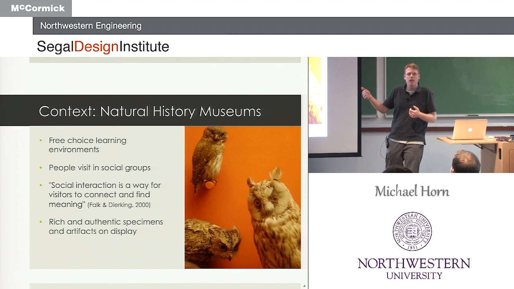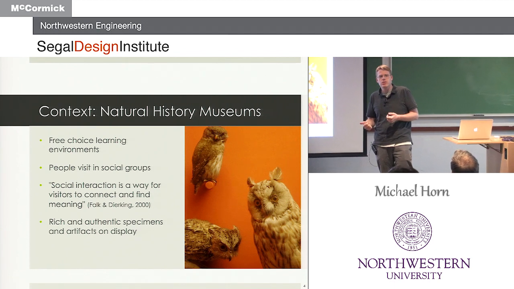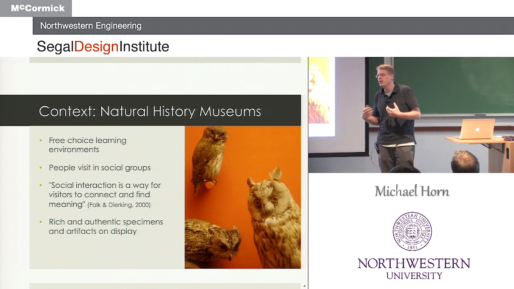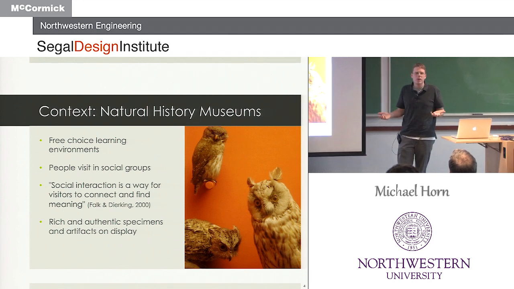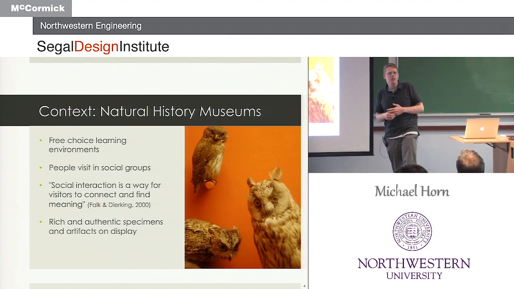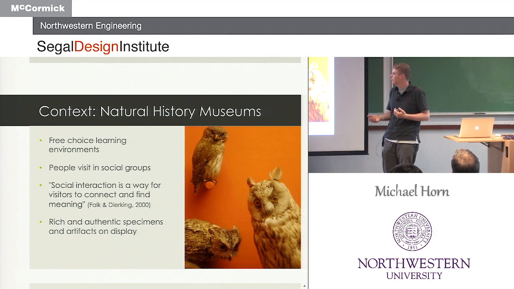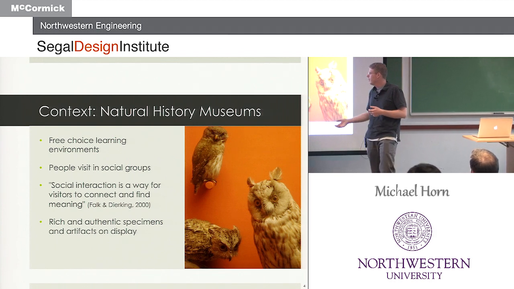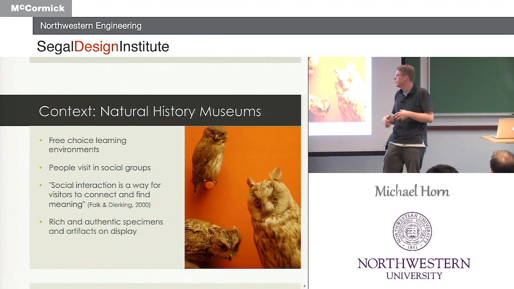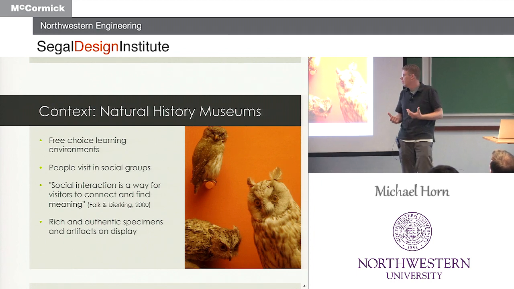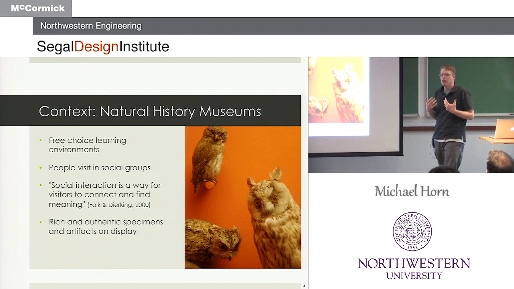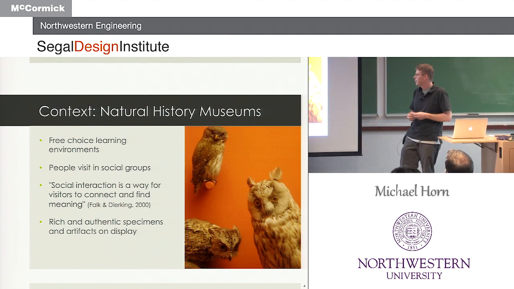The second thing, and we all know this as well, is that people visit museums in social groups. When you go to the museum, you go with your friends, you go with your family, you go as part of a school field trip. People do come to places like natural history museums alone, but it's more the exception than the rule. In fact, research has found that social interaction is one way that visitors can form meaning around the experiences they're having at the museum.